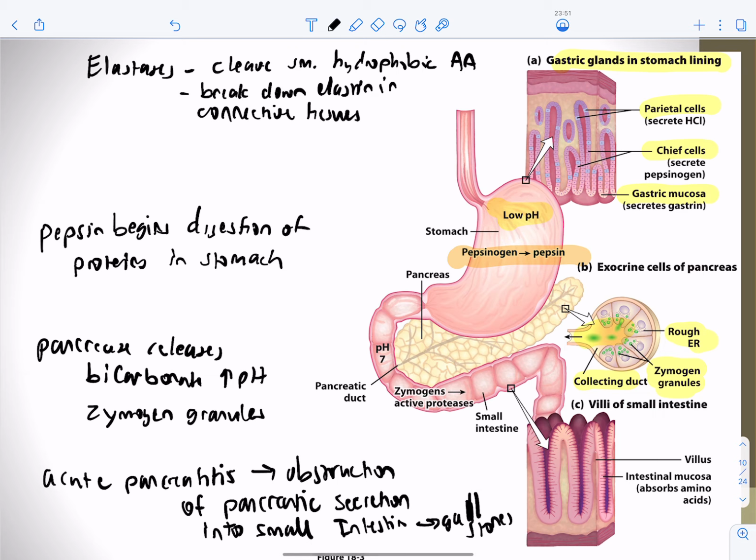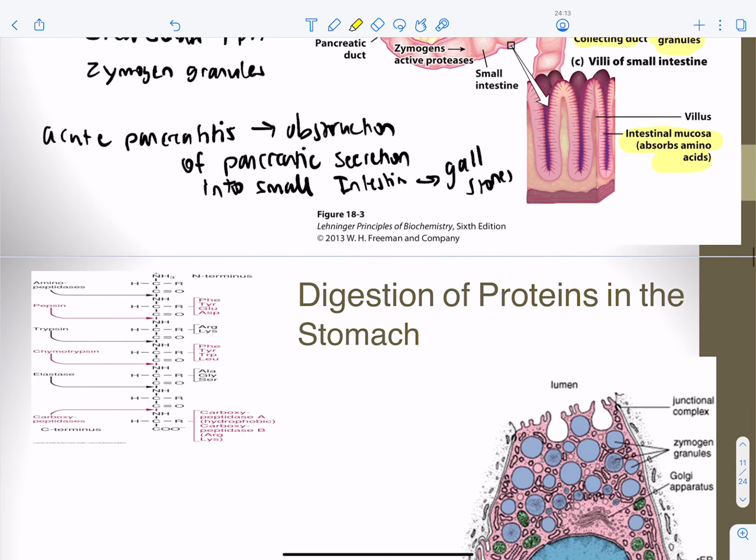But you also don't get your enzymes secreted, you don't get bicarb secreted, etc. So it does a lot of damage. Now, amino acids are eventually going to be absorbed into your body through your intestinal mucosa. So your villi cells are going to absorb your amino acids.